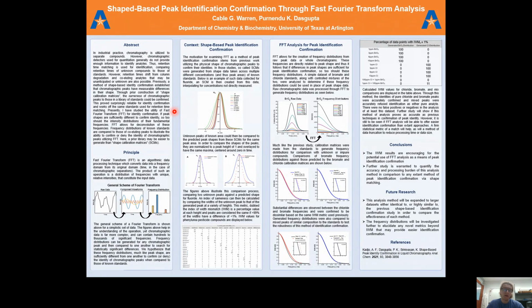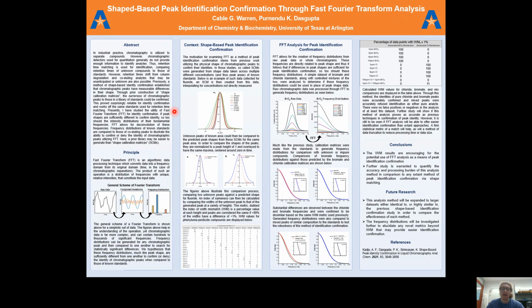The goal of peak identification confirmation is rooted in an industrial setting. Industry standard for chromatographic peak identification is based almost solely on retention time matching, where retention times of unknown peaks are compared to those of standards.